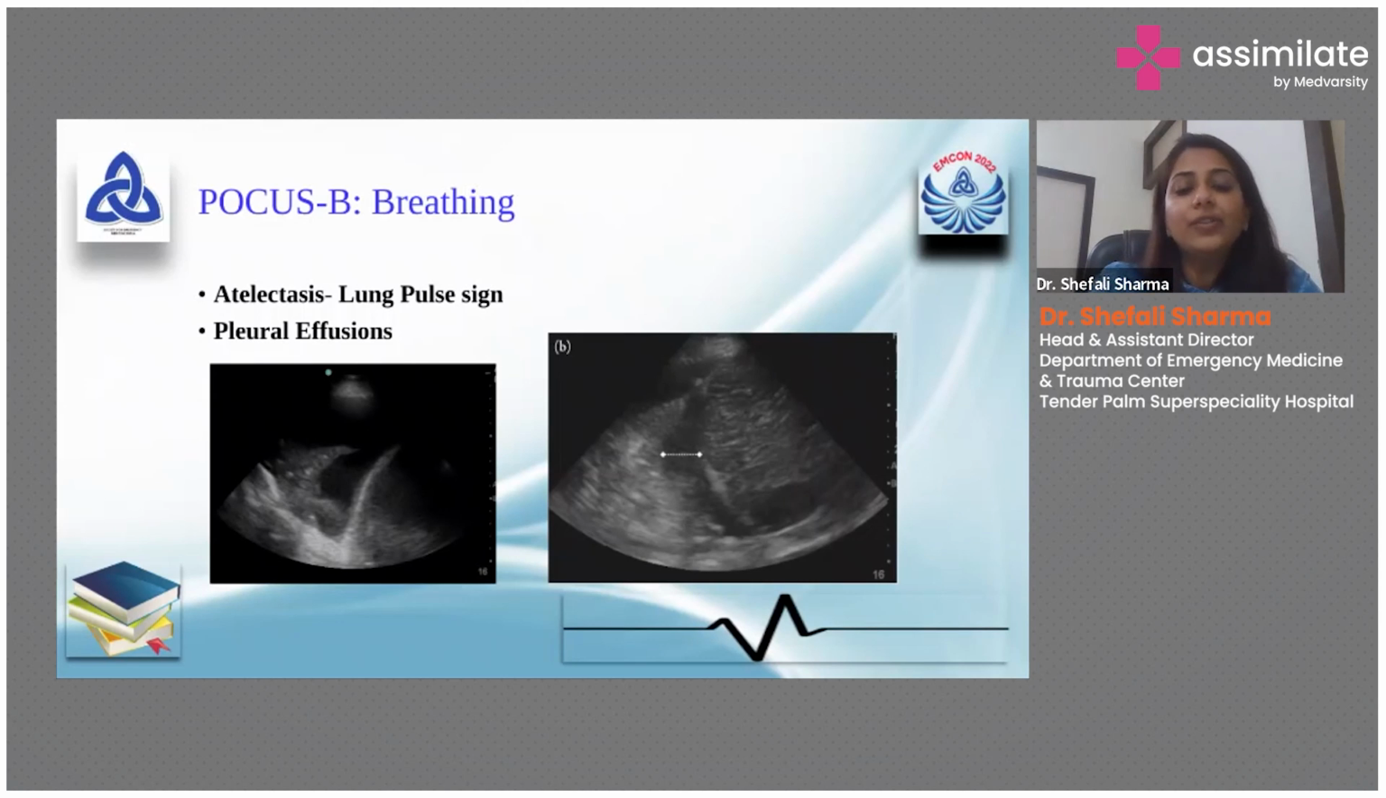And in pleural effusion, in the first picture you can see there is a collapsed lung and there is a hypoechoic, or dark colored, fluid. So that is pleural effusion. And when you measure it at the maximum area and multiply it by 20, you will get the approximate volume in that side of the lung. That is how we denote how much fluid there would be, or how much effusion has collected.